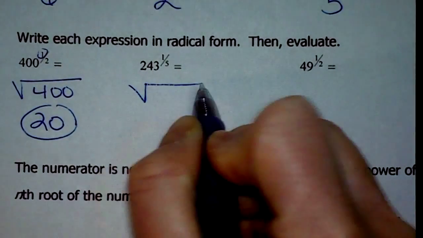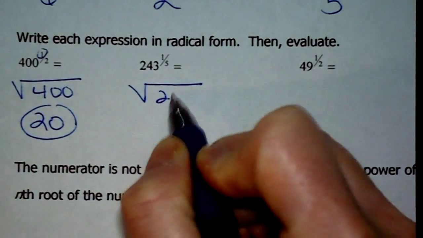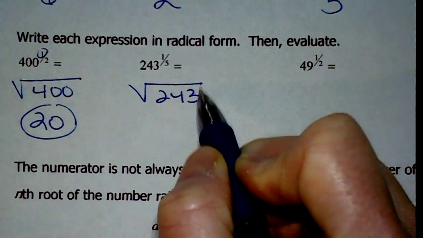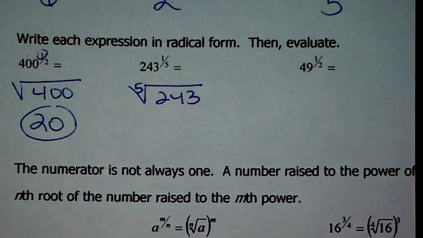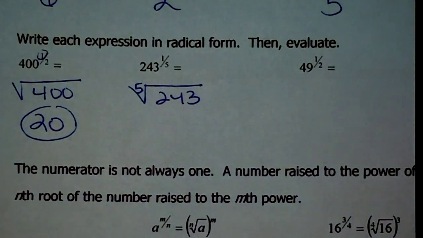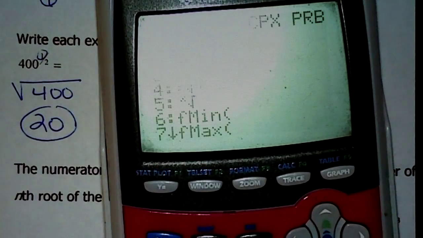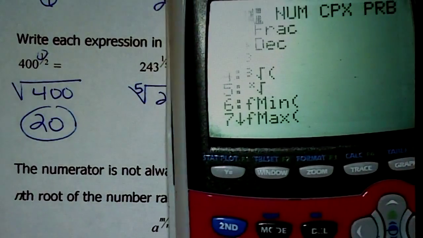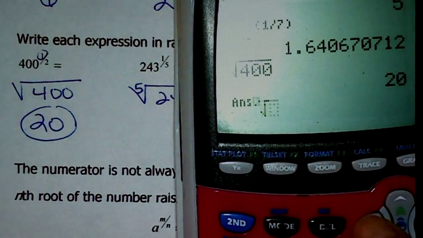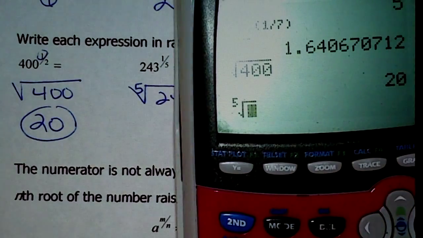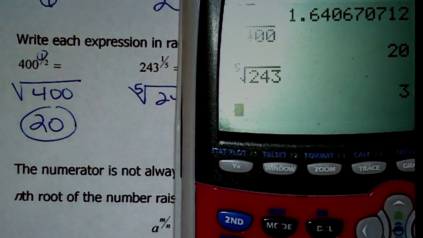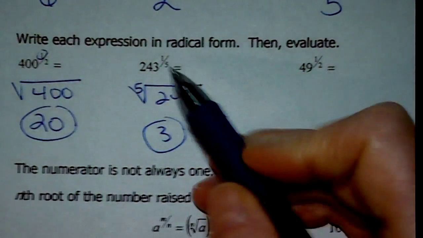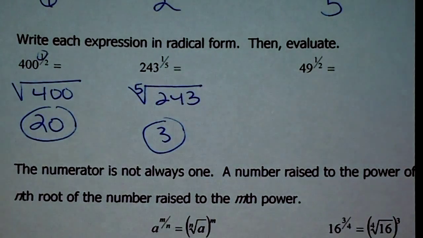Okay, next, write the radical sign. I'm going to put 243 inside. This is a 1. I don't need to include the 1. The denominator is a 5. That tells me that I want the 5th root of 243. So if you want to take the 5th root of 243, go to Math, and then press 5. I want to replace that with a 5. And I'm looking for 243. Hit Enter, and we get 3. And again, if you would have just typed in 243 to the 1/5 power, you would have ended up getting the same exact thing. You'd get your 3.